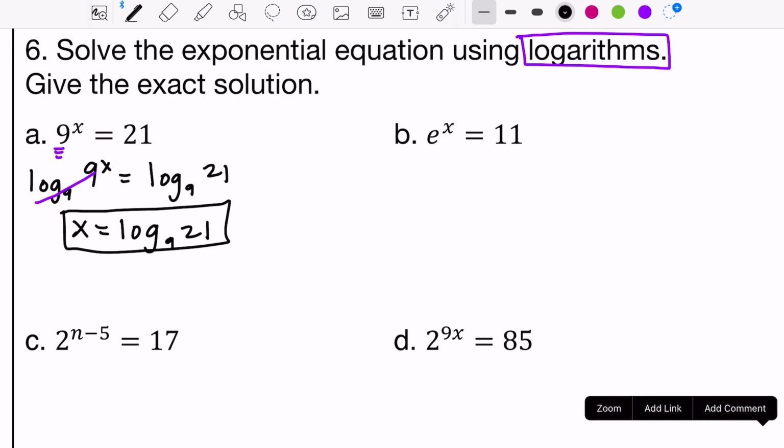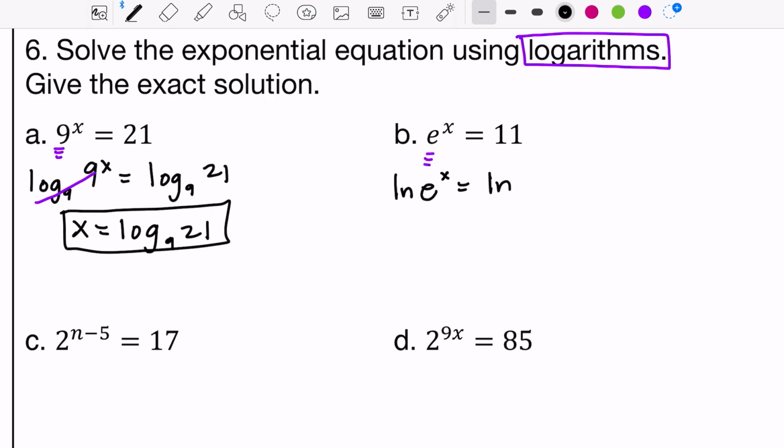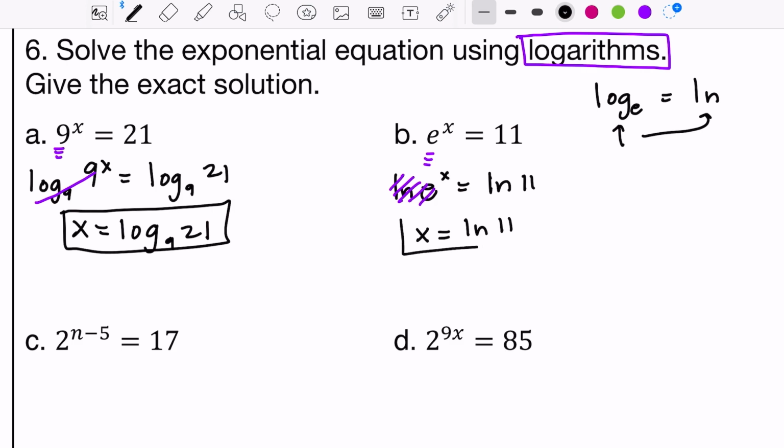Moving on. This right here is e to the x. So what we're going to do is take a natural log, or a log base e, of both sides. So remember in math, log base e, which is 4 letters, converts to 2 letters with natural log. Natural log and e, which is considered the natural number, are inverses of each other. So this just ends up being the natural log of x.